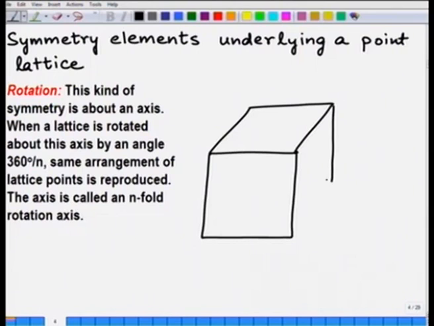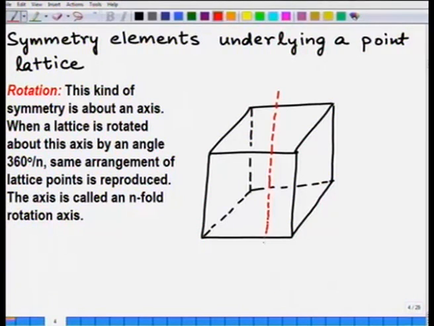Let us draw a cube again. This is a cube. Let us look at some axes in this. Imagine an axis which runs right through the center, like this. What do you see? You see a fourfold axis. If you rotate 90 degrees, this point reaches this point. If you rotate 90 degrees, the lattice looks the same. That is a rotation symmetry.